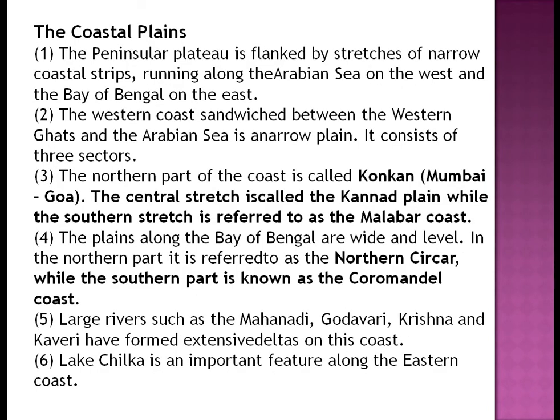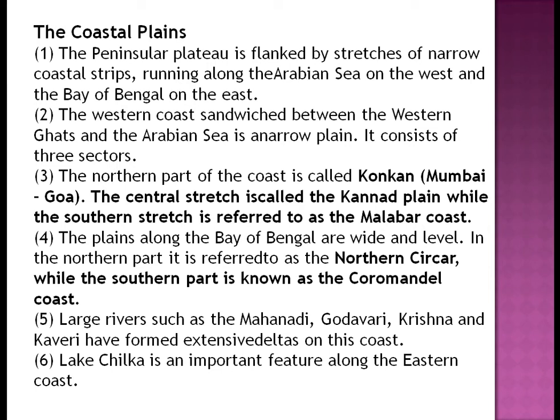Then this is the second last topic here, the coastal plain. So here we are saying the coastal plain. In that we have the western coastal plain and the eastern coastal plain. The Peninsular Plateau is flanked by a stretch of narrow coastal strip running along the Arabian Sea on the west and the Bay of Bengal on the east. So, the eastern coastal plain and the western coastal plain. Just like the western coastal plain, we are going to see, it's like a sandwich between the Western Ghat and the Arabian Sea in a narrow plain.